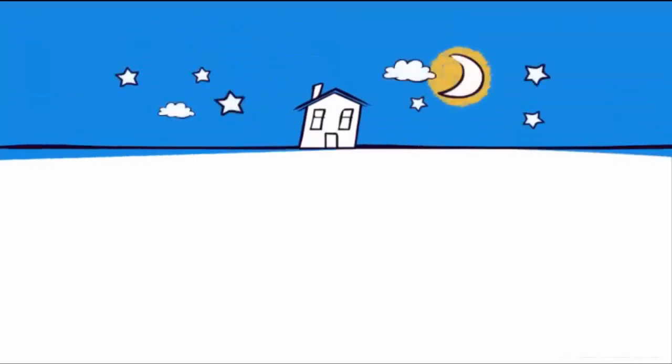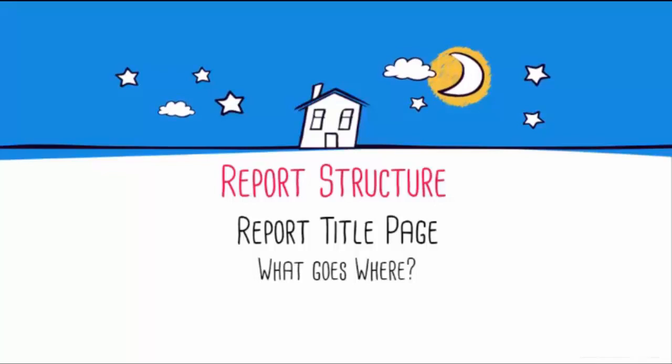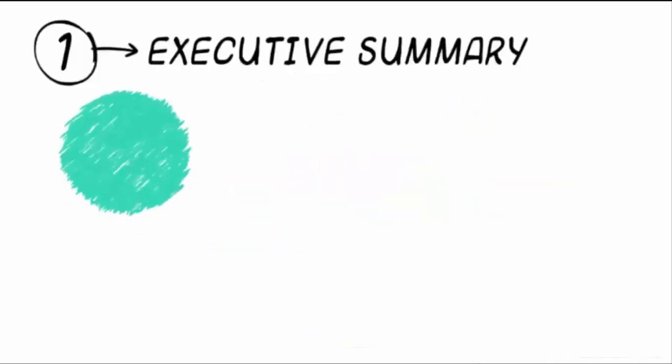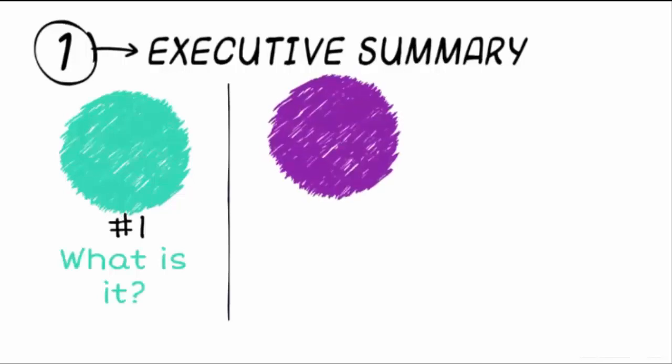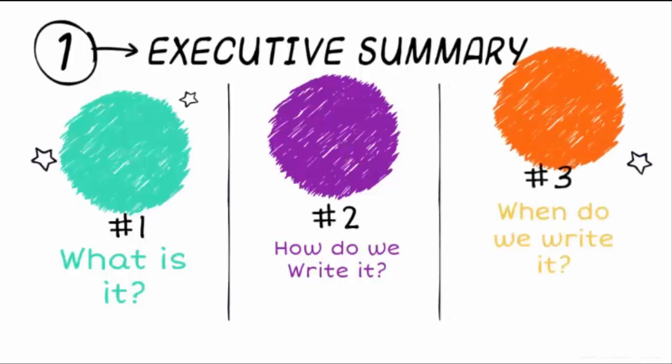In today's lecture, you had a comprehensive overview of the structure of a report, starting with the title of the report. The first and foremost part of the report comprises the introduction. Then come the body, findings, conclusions, and recommendations. The three basic questions before writing a report are: what is it? How do we write it? And when do we write it?